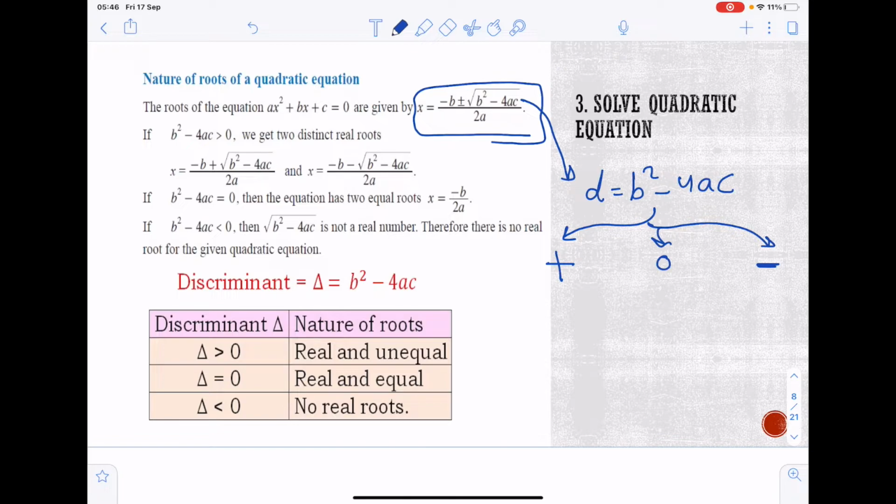So if the value is 0, the equation has one root, or two repeated solutions. If the value is positive, more than 0, then the equation has two unequal real roots. But if it's negative, it has no real roots, or it has complex roots. But we don't care about complex right now, so it has no real roots.